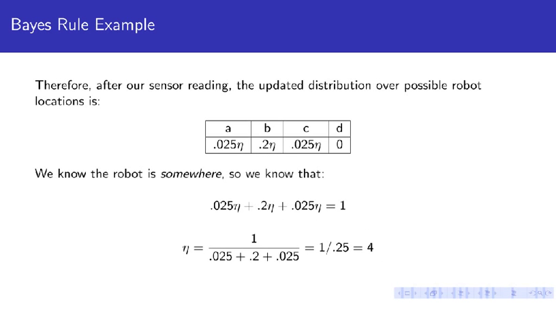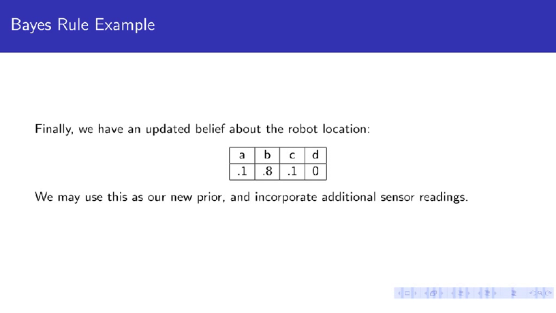So here's that new probability distribution illustrated. Unfortunately, it's got these etas in here, right? So they're not really probabilities until I figure out the actual value of that eta, but we know that they have to sum to 1 because we know that the robot has to end up somewhere. So I just do a little bit of algebra to solve for eta, and I end up with an eta value of 4. Plug that in, and I end up with this distribution over locations, which is probably not very surprising, right?